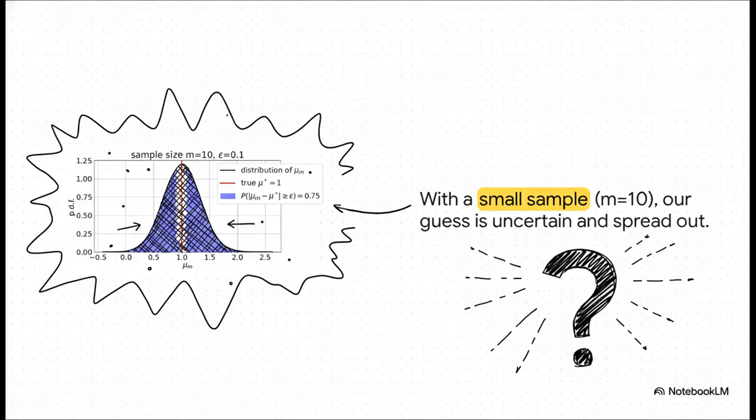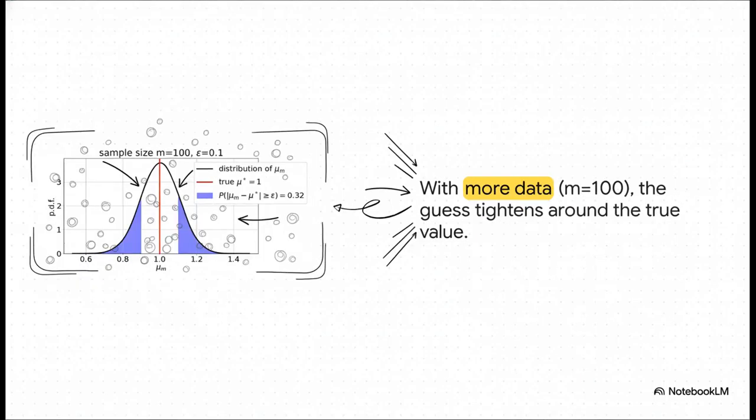Okay, with only 10 little data points, look at that, our guess is kind of all over the place. There's a ton of uncertainty here, and a pretty high chance we're going to be way off. But now let's give it 100 data points. See that? See how the curve gets taller and skinnier? Our guess is getting so much more concentrated right around the true value. The uncertainty just drops like a rock.